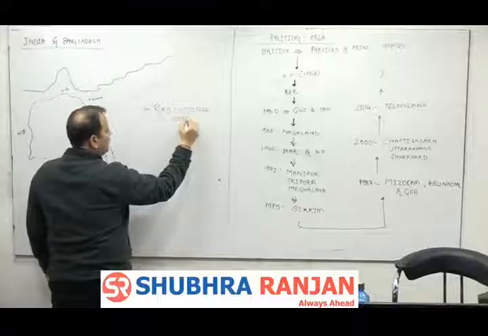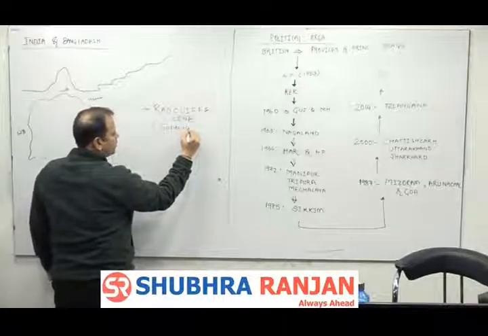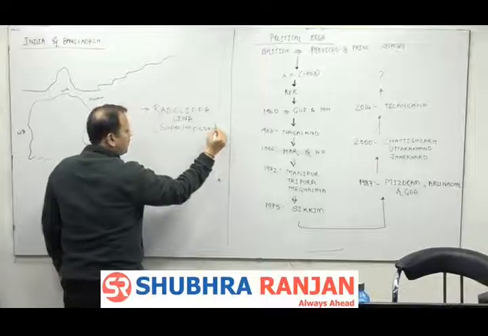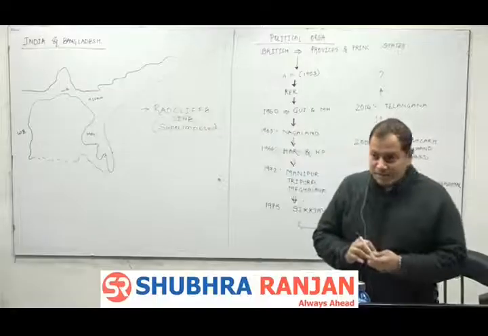The boundary between India and Bangladesh is the Radcliffe Line. It is an example of a superimposed boundary, a man-made boundary. It was forcibly made.